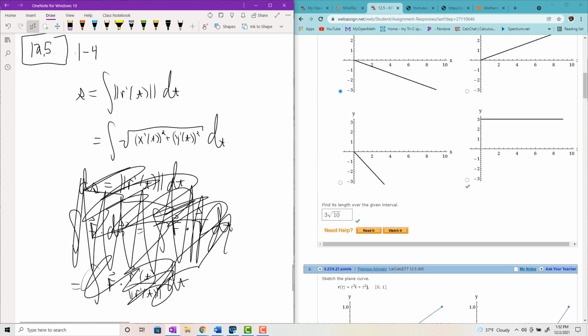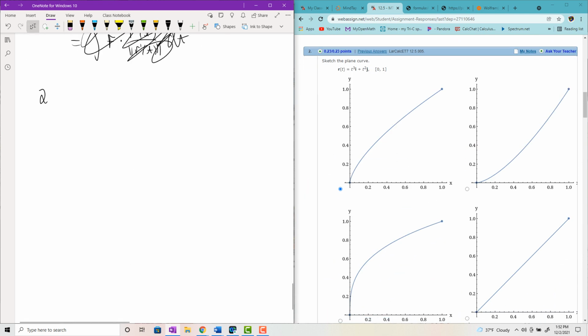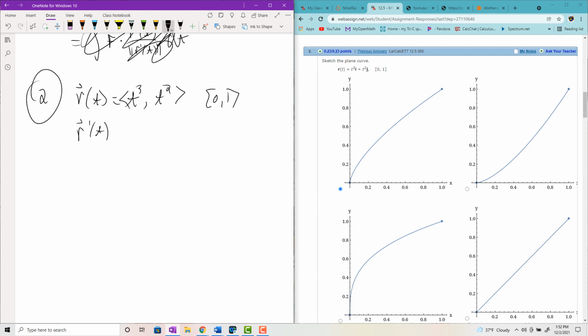So, for example, number 2. Figure out the length of this curve. So I have t cubed, t squared from 0 to 1. Need a comma in there. Okay, so I need r prime. Basically, that will give me the x prime and the y prime. So this will be 3t squared and then 2t. Then I'm going to integrate the square root of the sum of the squares of those derivatives. So 9t to the 4th plus 4t squared dt from 0 to 1.